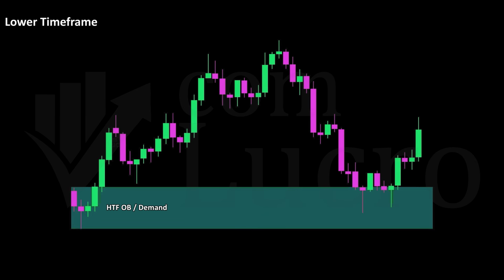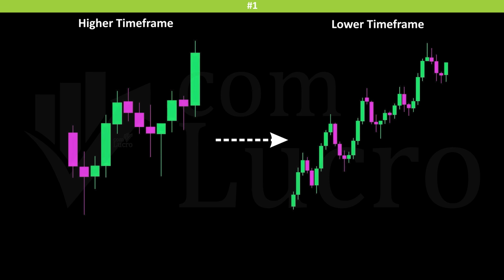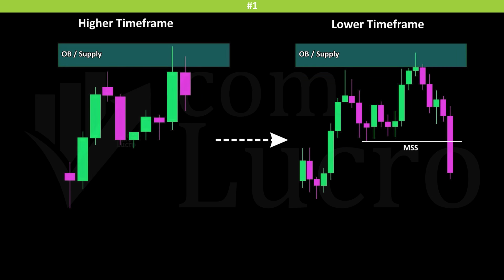At the same time, it is also important to check the higher time frame to get a clearer view of the bigger picture and make sure our analysis aligns with the overall market direction. For example, an ideal trading scenario is when both the higher and lower time frames are showing an uptrend. Another strong setup is when a market structure shift on the lower time frame happens right at a key zone identified on the higher time frame.